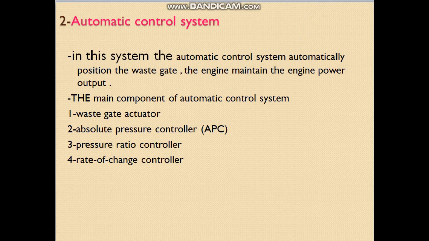Automatically: in this system, the automatic control system automatically positions the wastegate. The engine maintains its power output. The main components of the automatic control system: 1. Wastegate actuator, 2. Absolute pressure controller, 3. Pressure ratio controller, and 4. Rate of change controller.